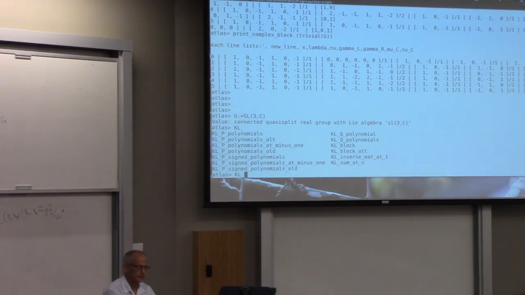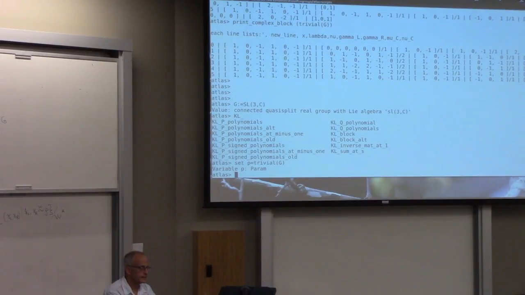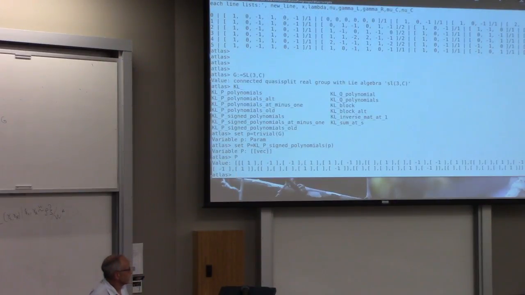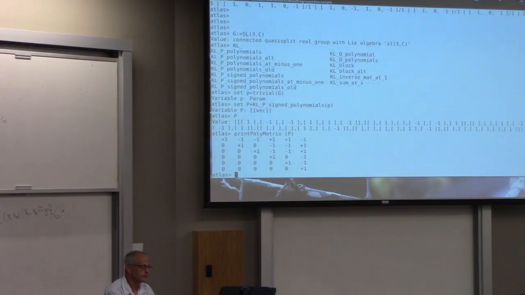So let's set P to be trivial of G, and let's set P equals KLP signed polynomials of P. So there's some data structure here. I'll show you what P is. It's hard to look at. That's P. But you can look at it by doing print poly matrix P. Is this the sign? Yeah, this is the signed one.